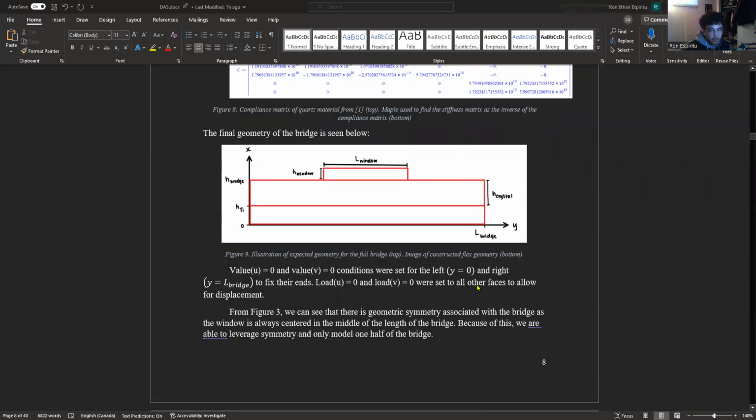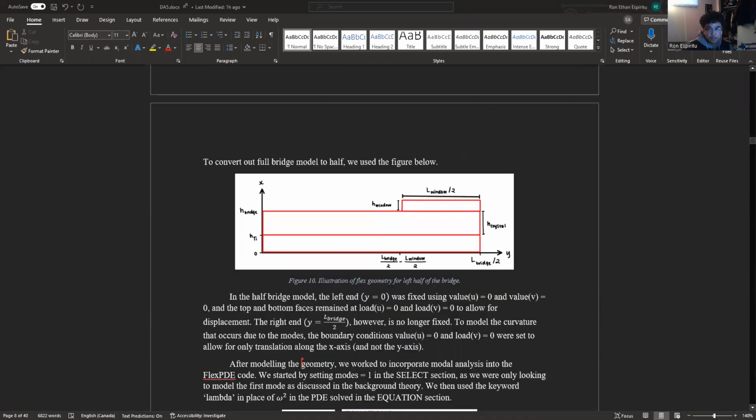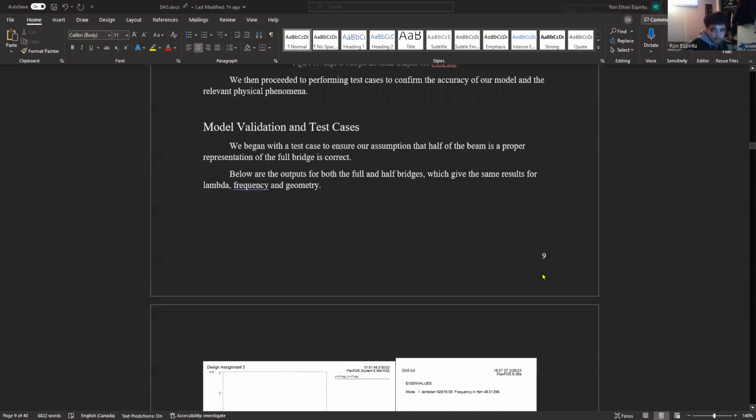It's also important to evaluate if it's possible to leverage symmetry. Because of the symmetry on the x-plane, it's possible to evaluate this problem only modeling half of the bridge. From there, the components of the bridge and their respective geometries were modeled leveraging a symmetry along its length. Then we moved into several test cases which were performed to build the validity of our Flex model.